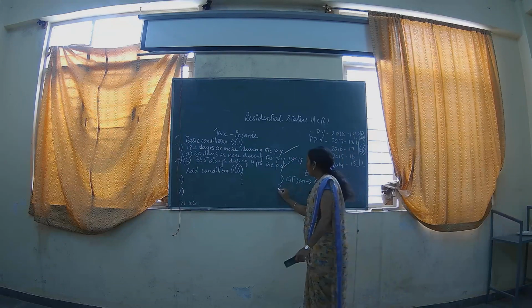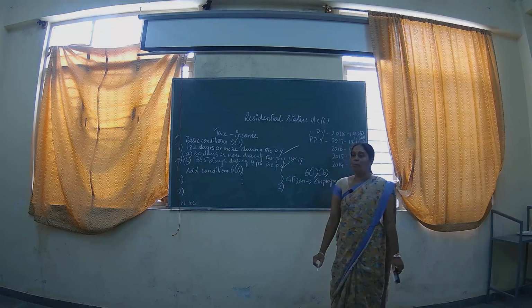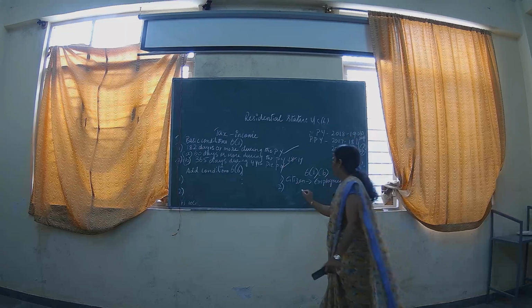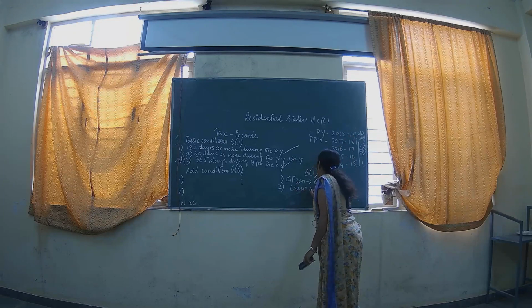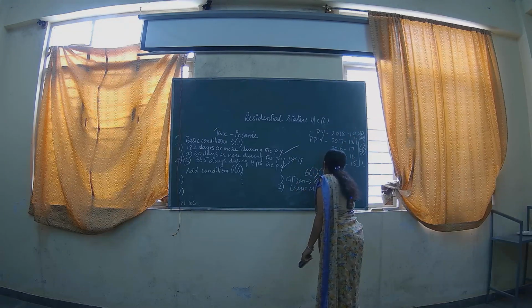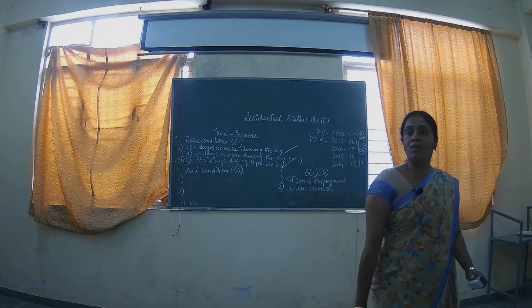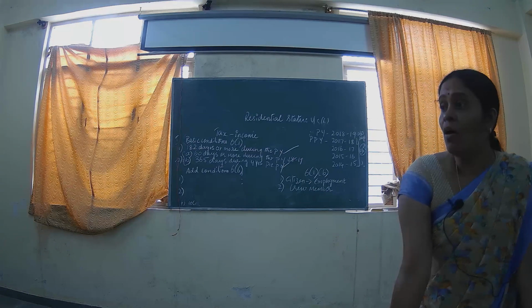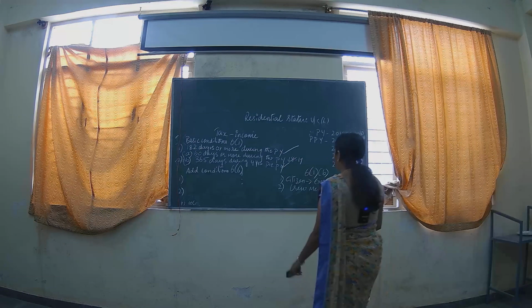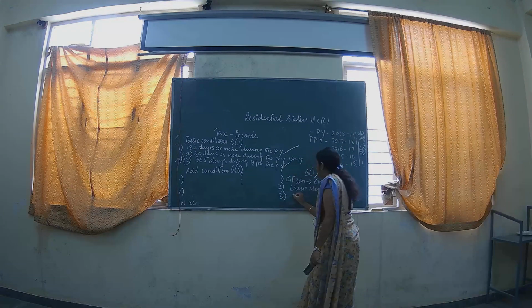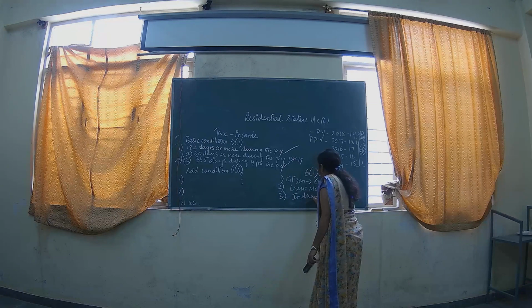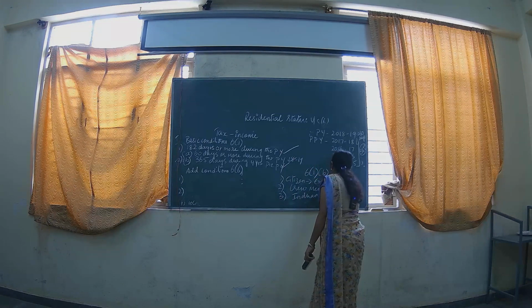The second person is a crew member of a ship. Who is a crew member? A person working in ships. Even for him, how many basic conditions are applicable? Only one. The third person is of Indian origin and staying in foreign.